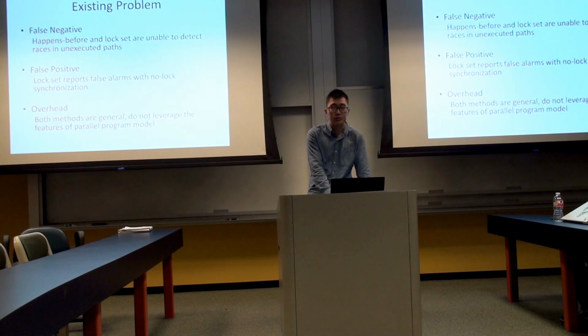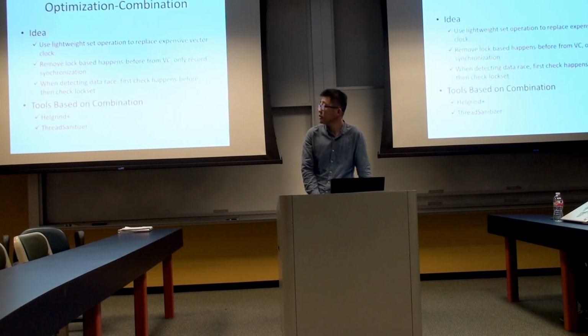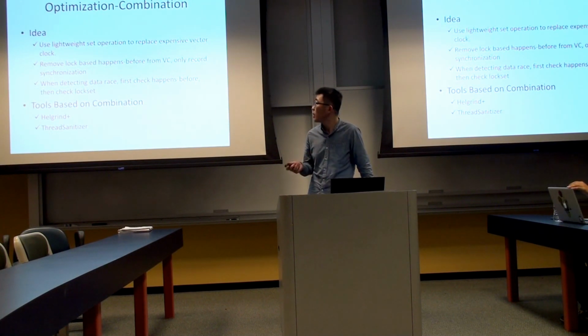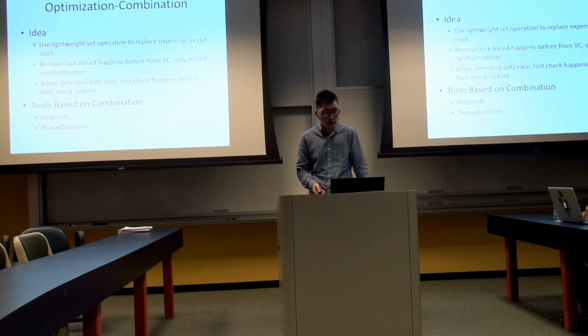To optimize these two methods, there are some ways. First one is called combination. The idea is simple. It just combines lockset with happens-before. The idea is to use a lightweight set operation to replace the vector clock for the lock operation, because based on some statistics, lock operations are much more frequent than other synchronization. When detecting a data race, first we check the happens-before relation, then we check the lockset. If both of the checks fail, it means that they have a data race. Here are two tools, Helgrind and ThreadSanitizer, that use this method.